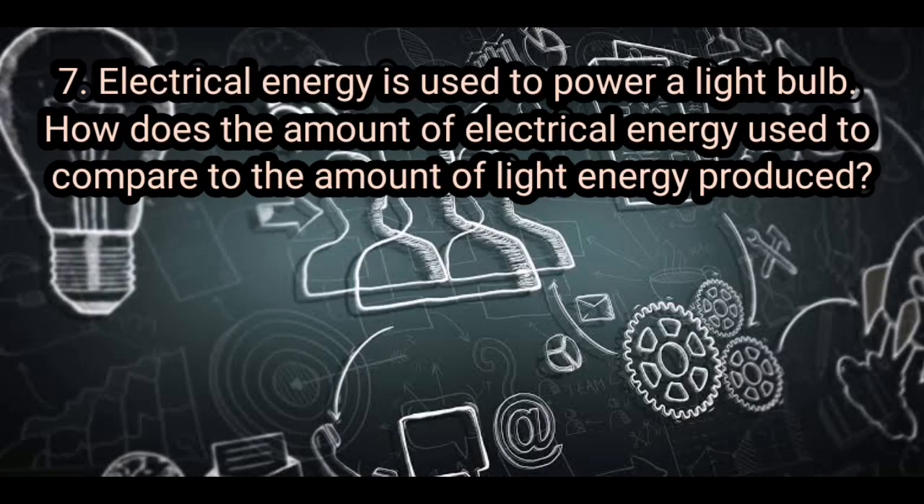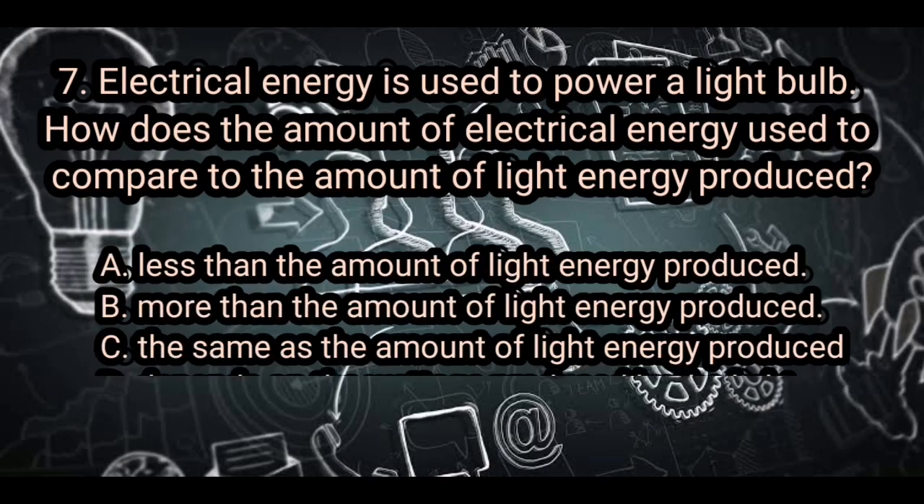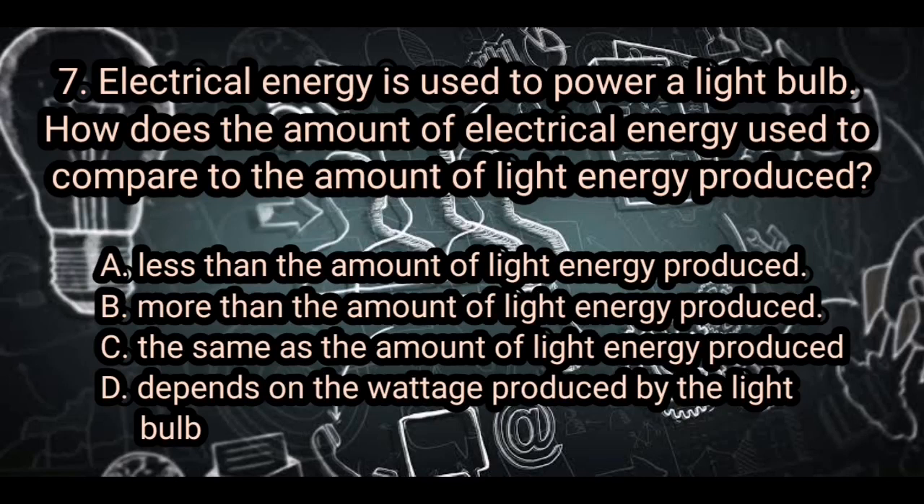7. Electrical energy is used to power a light bulb. How does the amount of electrical energy used compare to the amount of light energy produced? A. Less than the amount of light energy produced. B. More than the amount of light energy produced. C. The same as the amount of light energy produced. D. Depends on the wattage of the light bulb. Correct answer. Letter B.